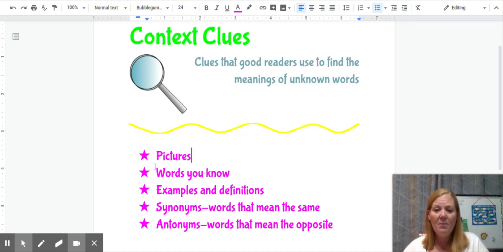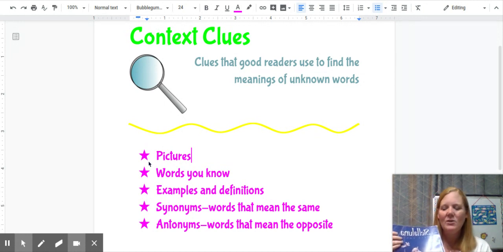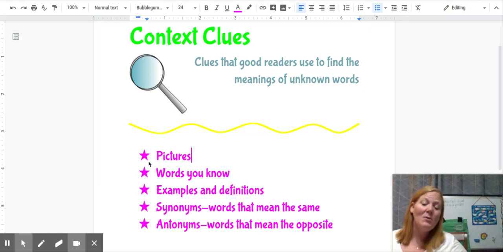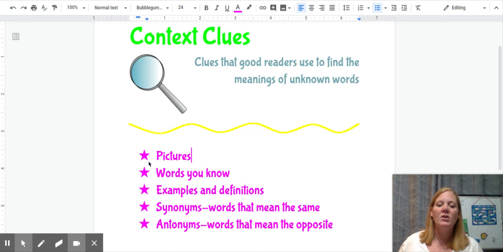So if you look down here in pink, I put some tips. Things that we're going to be using as we read the story: we're going to be using the pictures. We're lucky that this one has so many pictures. We'll also be using other words that we know in the story, examples and definitions. For example, if I said, my son was enthusiastic about his new gift, he was jumping around and excited, I used an example of how he was behaving so you now can figure out what enthusiastic means.